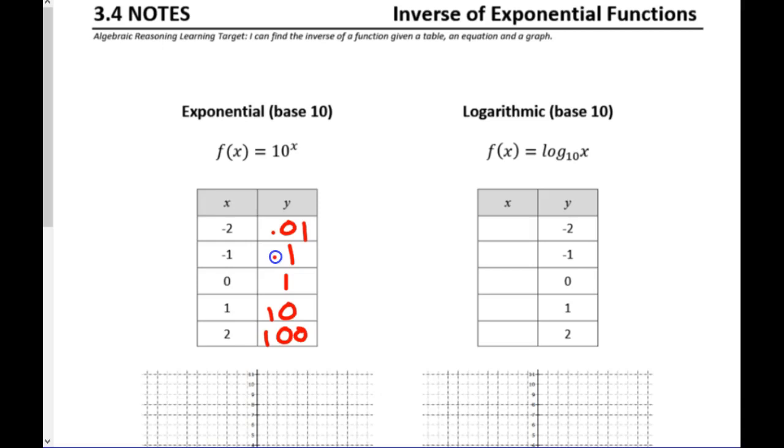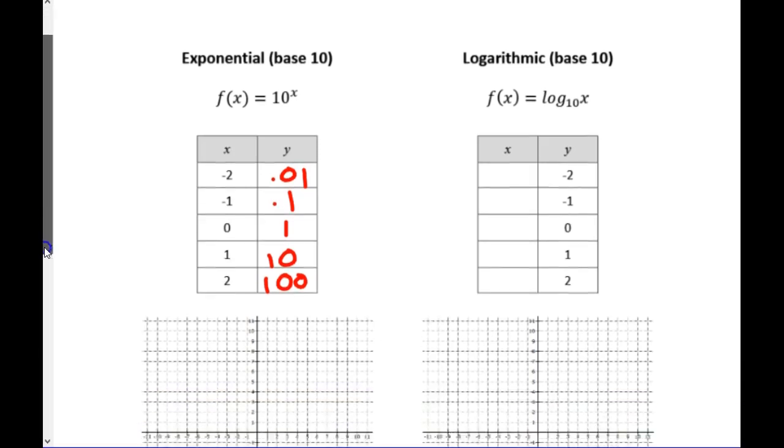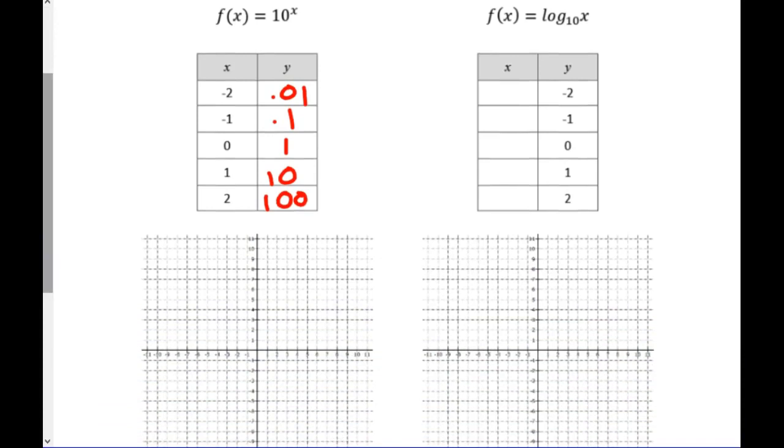Now, we should be able to graph that. -2.01. Now, 0.01 is barely above -2, so whatever.